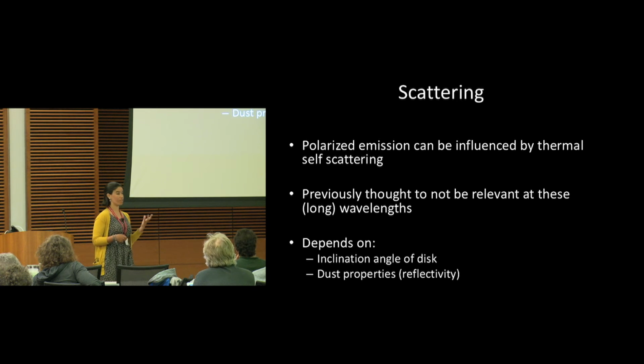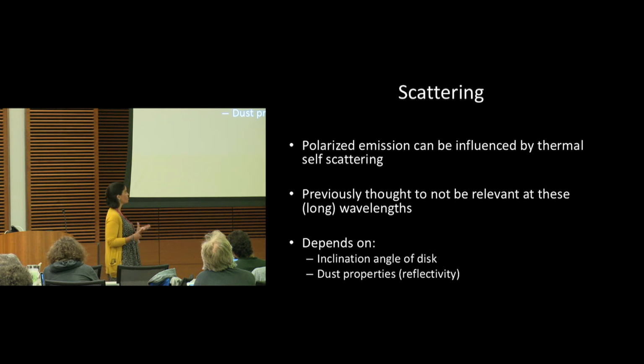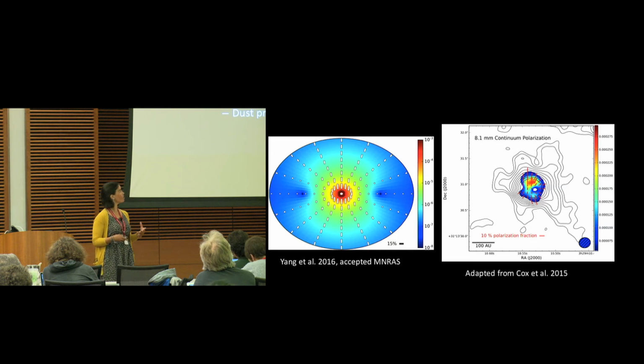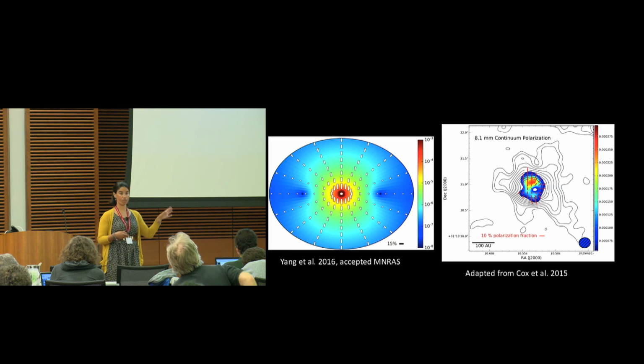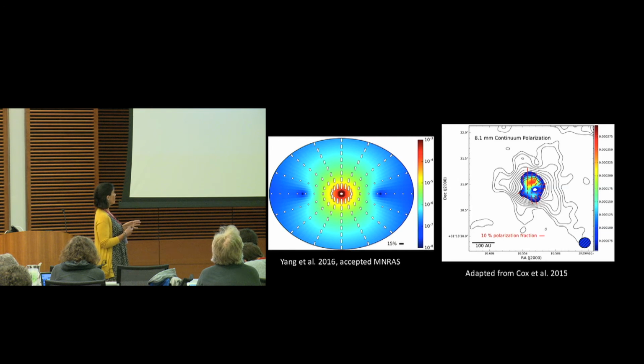Okay, so another thing that we have to talk about is whether this polarized emission that we're seeing actually aligns dust grains with the magnetic field. And we first thought that it was at 8 millimeters. We didn't think we really had to worry that much about scattering, but it's showing that we actually do. And scattering can depend on a few different things, like the inclination angle of the disk, and also the dust properties of the disk. And so our work on IRAS-4A actually inspired our collaborators in Virginia to do some simulations specifically on this source. So on the right over here, this is very similar to what I showed you before. However, instead of the inferred magnetic field, I'm showing the polarization vectors. And on the left is what the simulations showed from the newest paper by Yang et al.